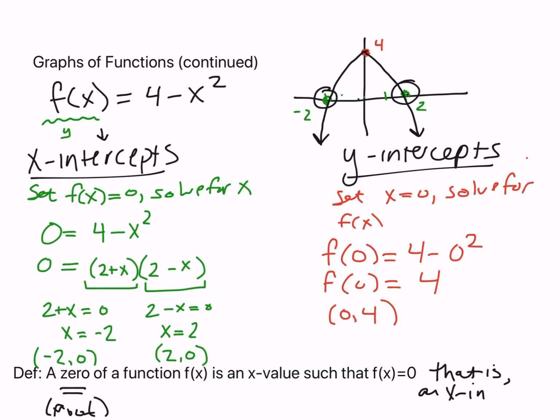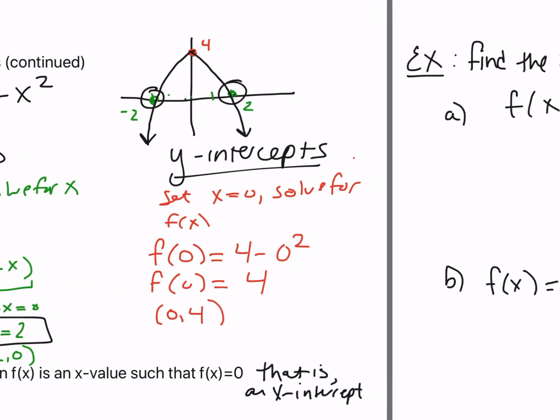An x-intercept itself is usually written as an ordered pair, and a zero is just the x value pulled out of that pair. So we would say that the zeros of this function that we just looked at in this example would be negative 2 and positive 2. Those are the zeros of the function. Alright, let's look at another example.